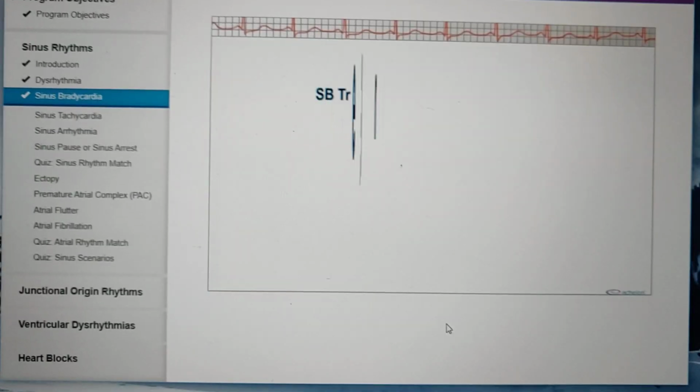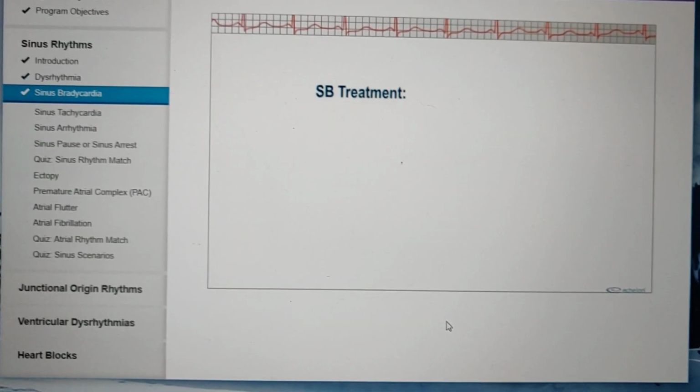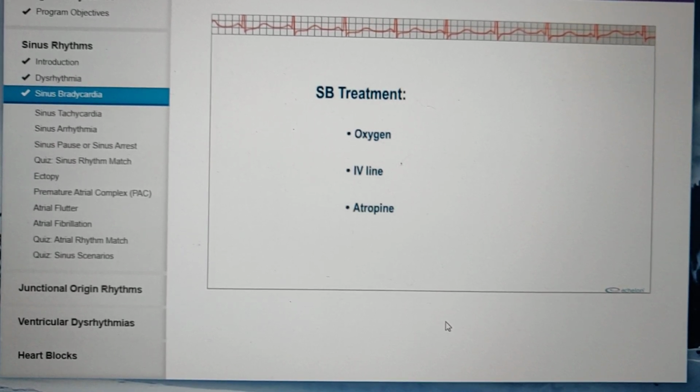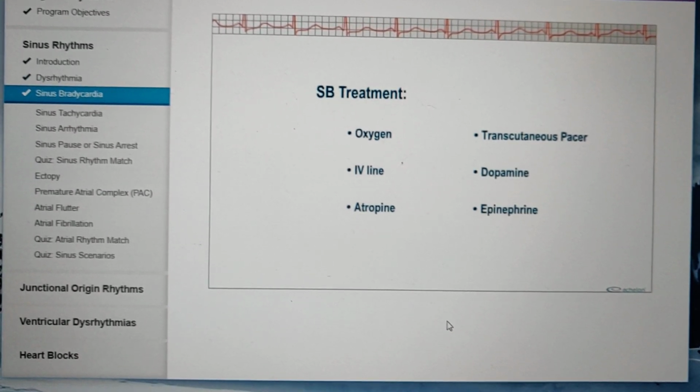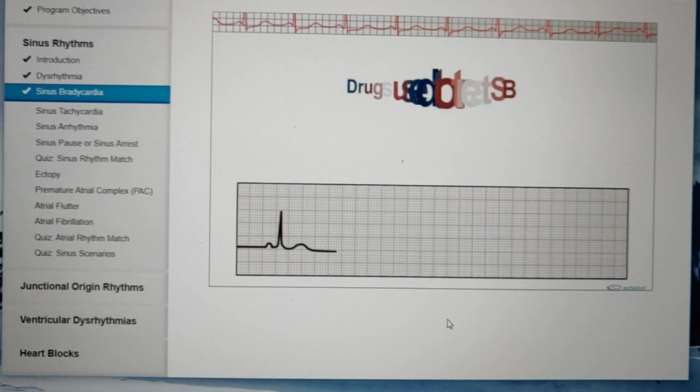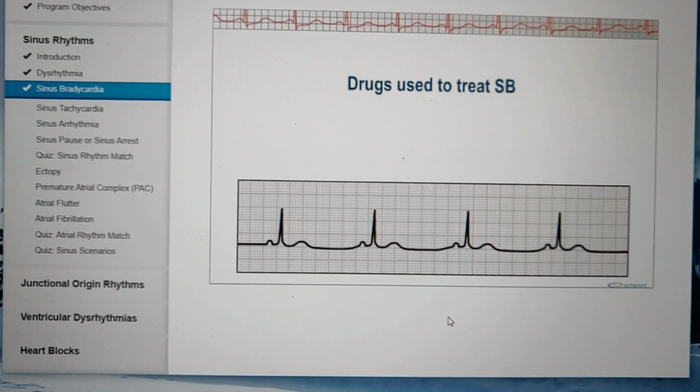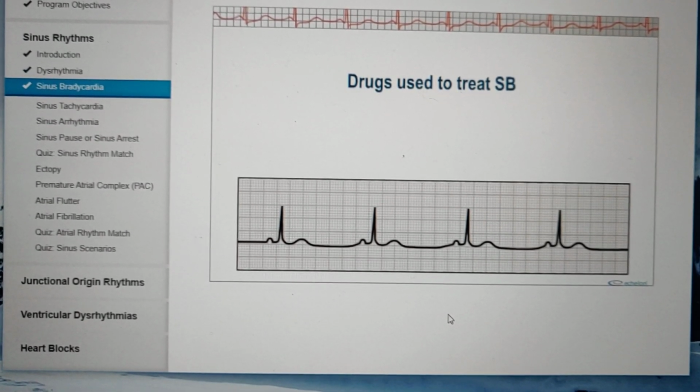The proper treatment for sinus bradycardia includes the use of oxygen, an IV line, atropine, transcutaneous pacer, dopamine, or epinephrine. Now, let's take a closer look at a couple of the drugs used to treat sinus bradycardia.